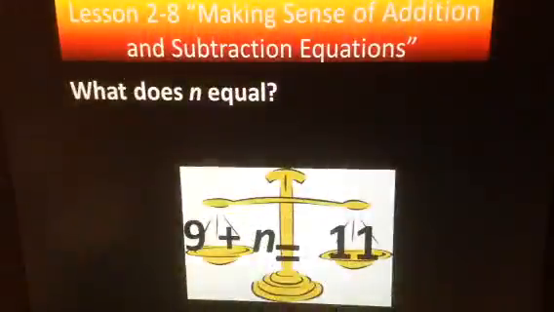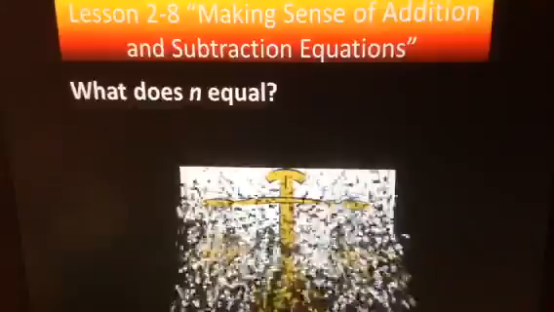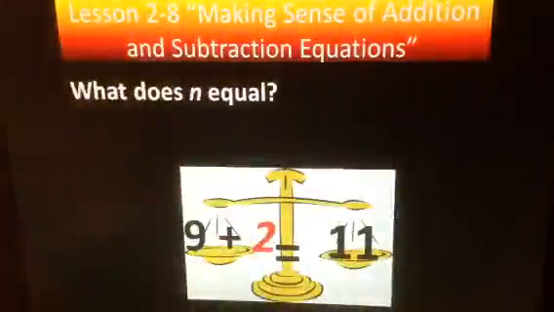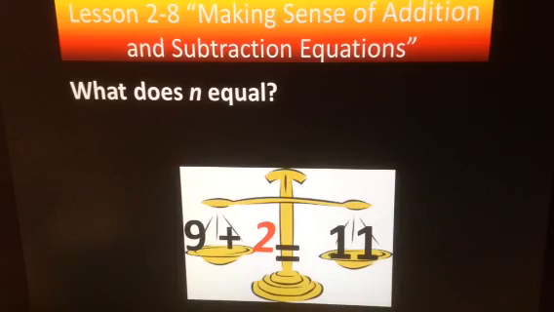What does N equal here? 9 plus something equals 11. What would you have to add to 9 to make it 11? You'd have to add 2 to make it 11. So 9 plus 2 is equal to 11.